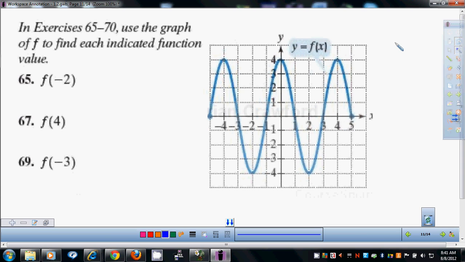67 would be what, Savannah? +4. 4, 4. And what would 69 be, Jordan? That's right. -3, 0. Questions about where we're getting those numbers? If you're not understanding why I'm pointing certain things, raise your hand and I'll set it. Okay.